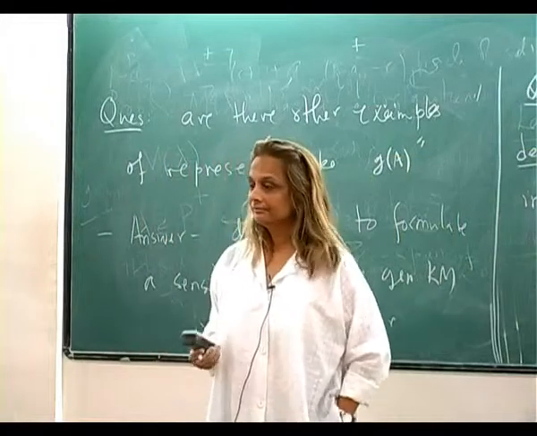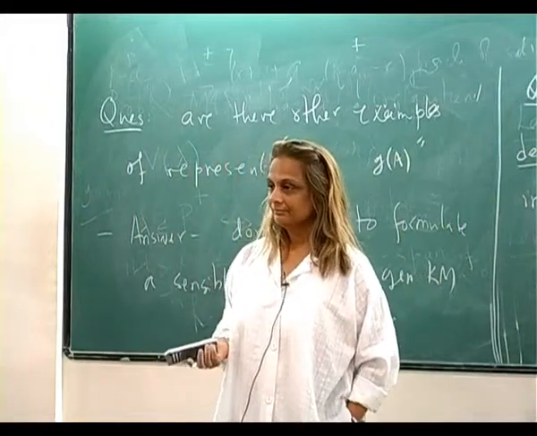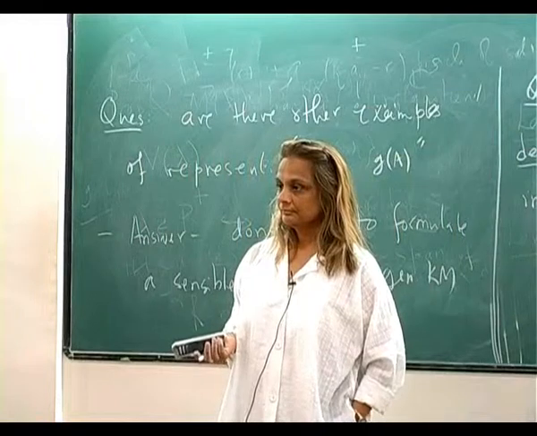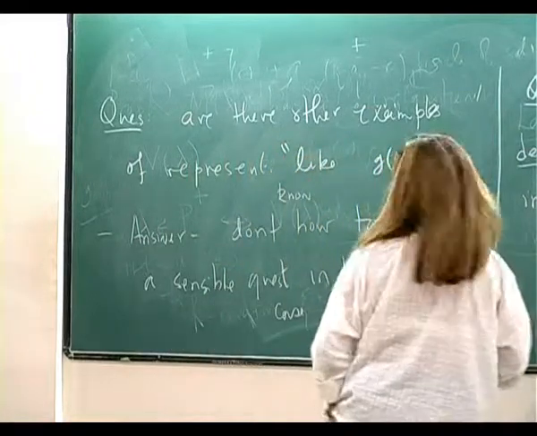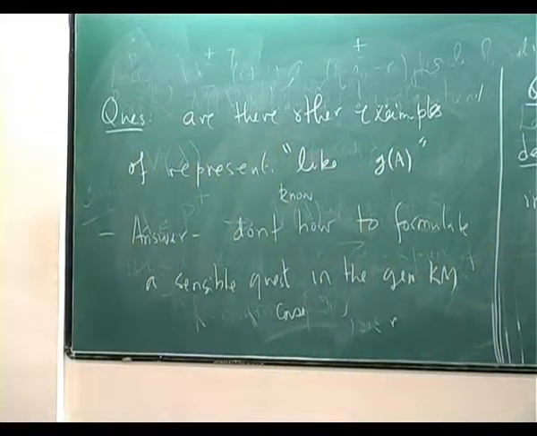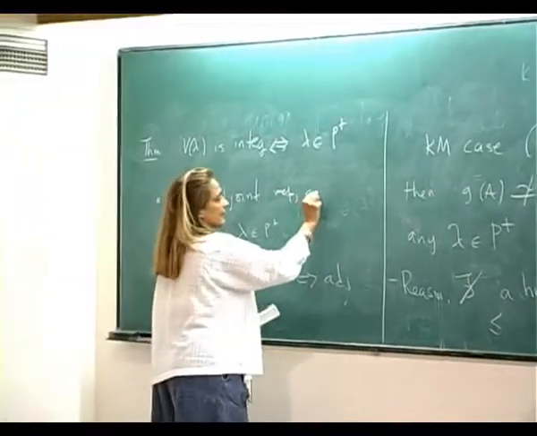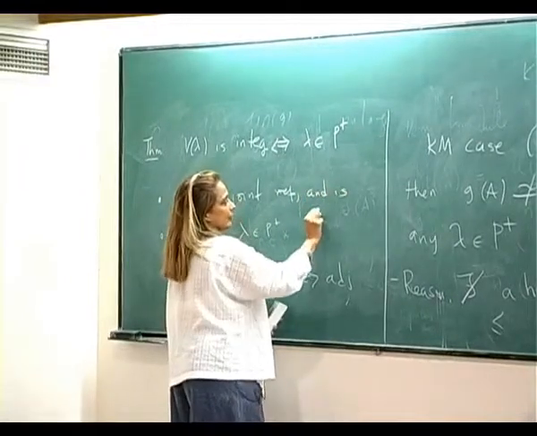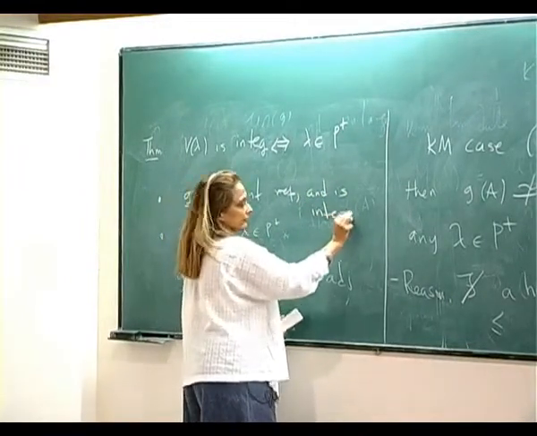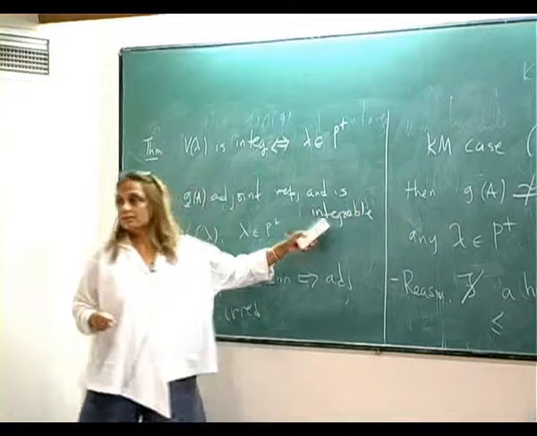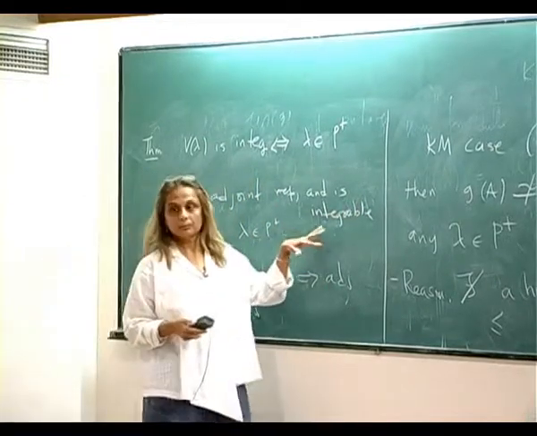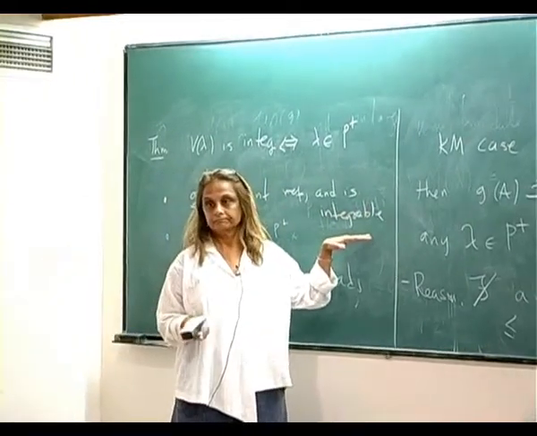I don't know if you mentioned it already. GA is integral. Yes, I didn't say that, did I? Yeah. Thank you. And GA is integrable. So, thank you. So why is it integrable? What would make it integrable?